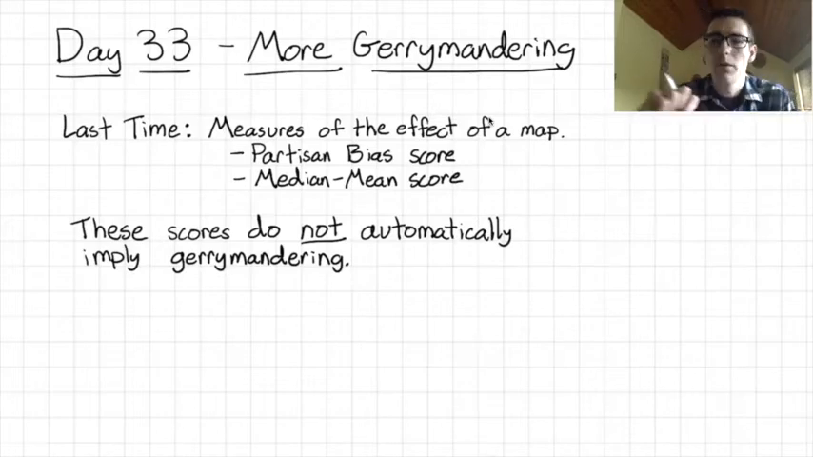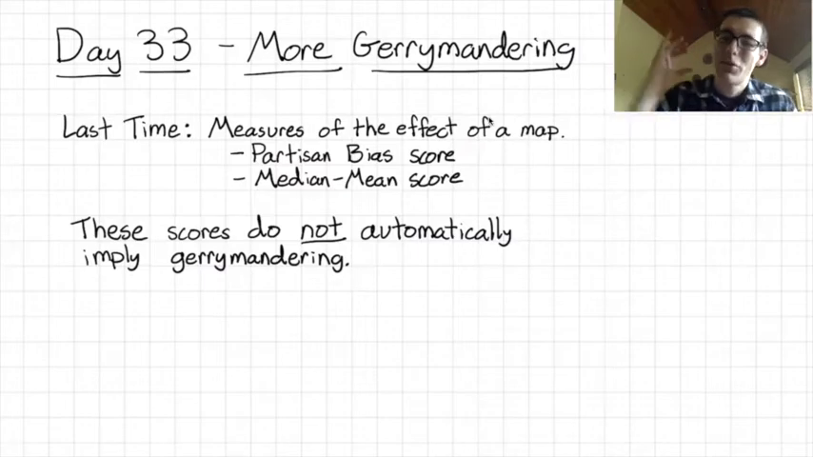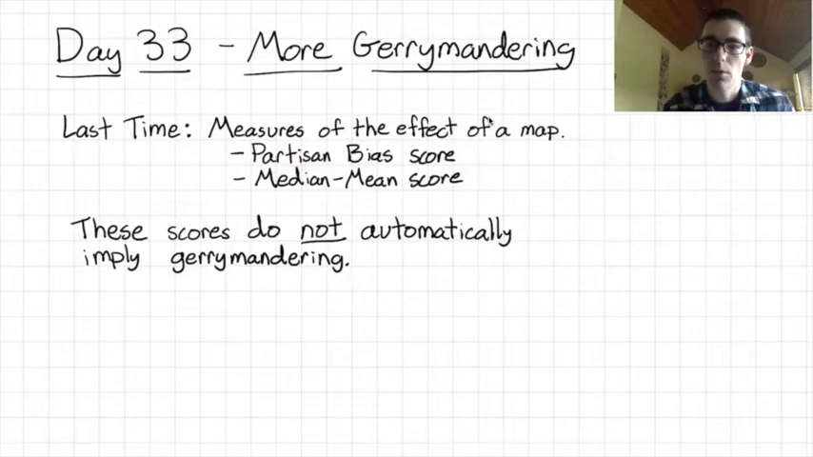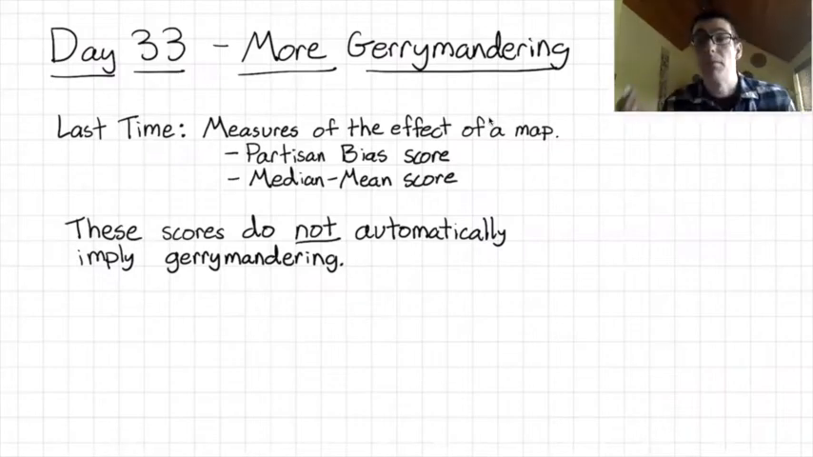So if we're not focusing on the shape of the districts, maybe we can use something like the partisan bias or the mean median score, or one of these other metrics of how much a map favors one party over another. That said, just because a map has a partisan bias score or a mean median score, that doesn't automatically mean that there was intentional gerrymandering. So let's look at an example that illustrates how even just the distribution of people within a state can put a party at a disadvantage. That's not necessarily the result of some nefarious district drawer. It's just the way that people are distributed.